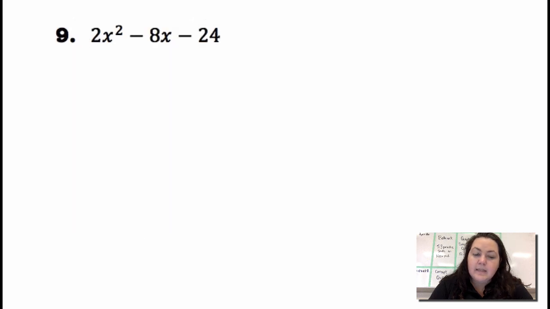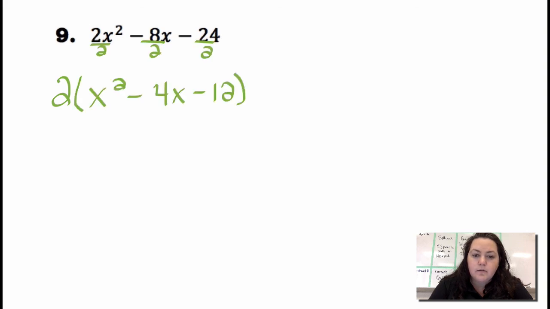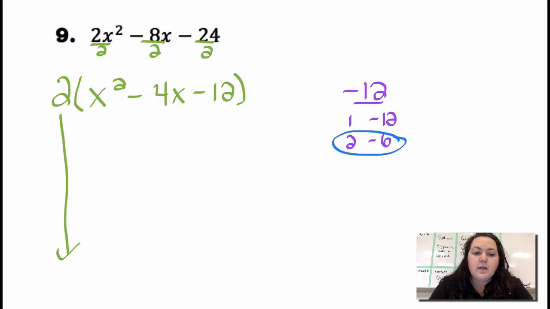All right, 9. This one has a leading coefficient. So I could do it like I've done it before, or I could just factor out a 2 from the beginning. So I factor out a 2, gives me this. Now I can go ahead, bring the 2 down, and do 1 times negative 12 is negative 12. List the factors of negative 12. I'm looking for the ones that multiply to make negative 12, but add to make negative 4, which is 2 and negative 6.